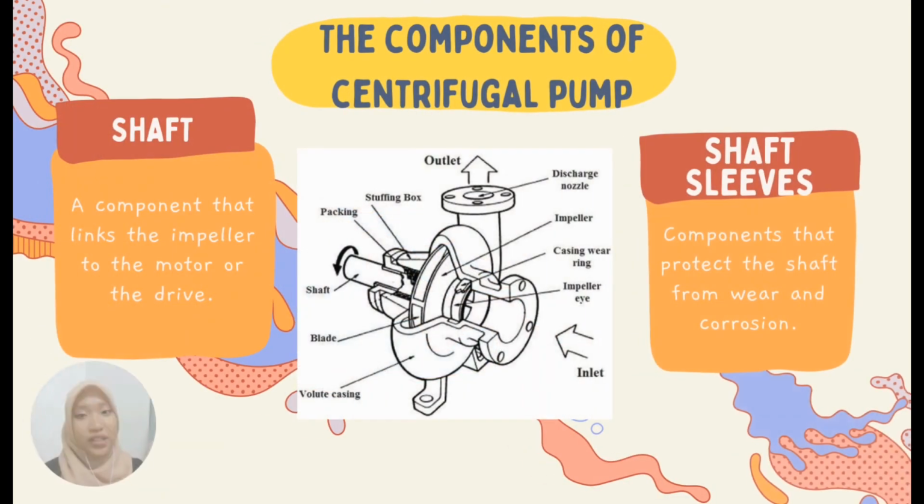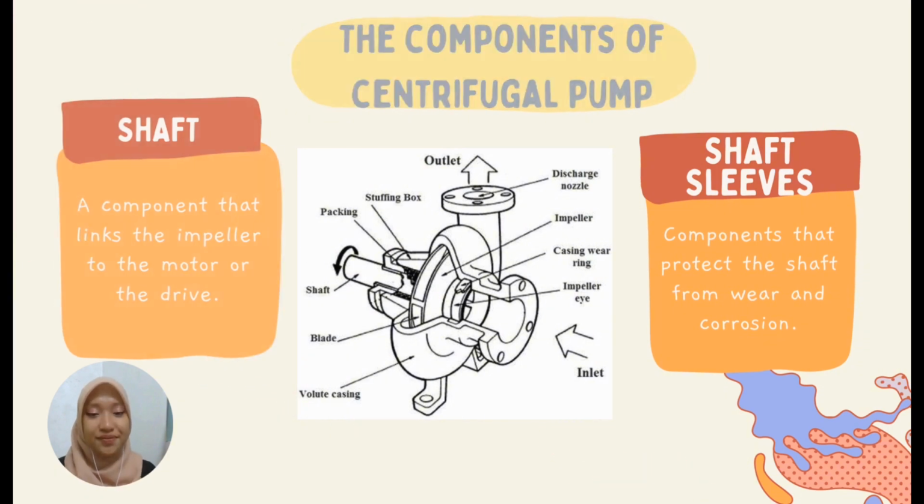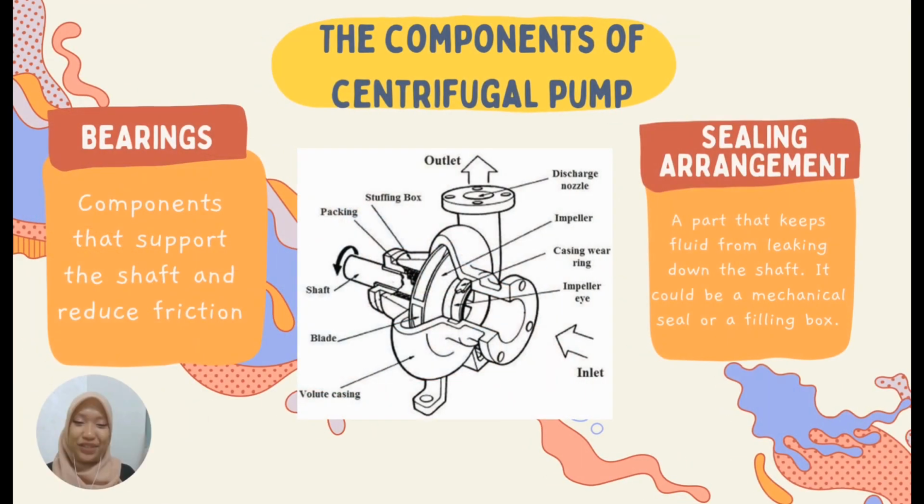So the next component of the centrifugal pump is shaft. So what is shaft? Shaft is a component that links the impeller to the motor or the drive. And the component that protects the shaft from wear and corrosion is called shaft sleeve. The next component that I will be explaining is bearings. Bearings are components that support the shaft and reduce the friction.